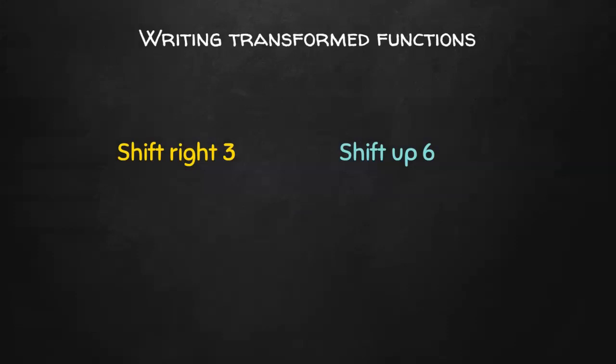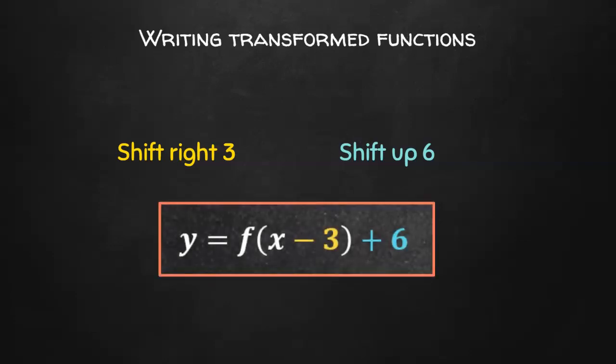Okay, so now we're going to do a couple of questions on writing transformed functions. So if I have a transformation of shift right 3 and shift up 6, the right 3 is going to affect the x's. That's a horizontal transformation that happens on the inside of my function. The inside is going to be opposite. If I am shifting up 6, I'm going to impact the y's. That's going to happen on the outside of my function, and that's going to be that plus 6.